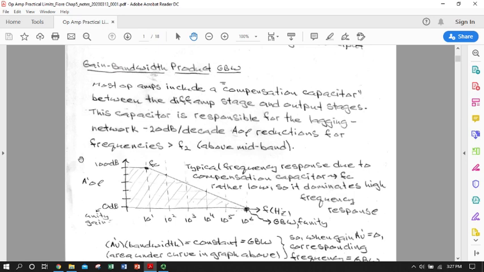Well, the compensation capacitor is the capacitor in that lagging network, so it was that RC network that we looked at way back in chapter 1, where we derived the equation for the negative 20 decibel per decade roll off in open loop gain from mid-band to higher frequencies. So now we know where it's coming from. And so this graph here is just sort of a reiteration of that concept.